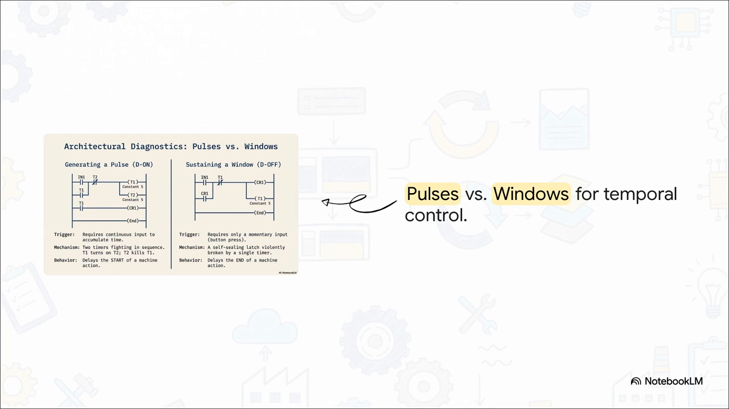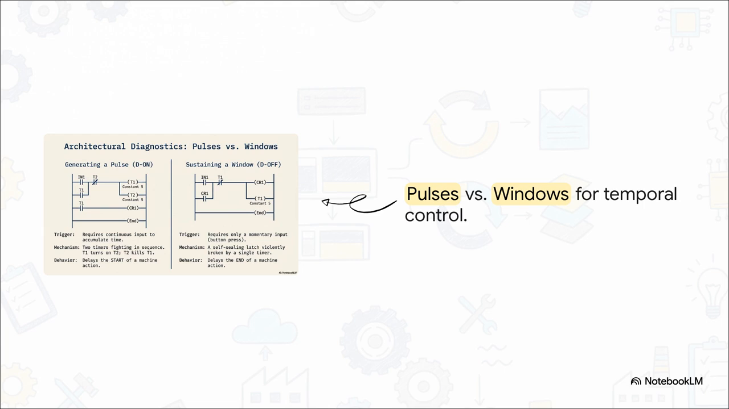The mechanism here actually relies on 2 timers fighting each other in sequence. When IN1 is held down, T1 starts accumulating. Then T1 turns on T2, and then T2's normally closed contact immediately kills T1. It's this cyclical fight that ultimately results in a delayed start. But on the right, we have a vastly cleaner architecture for delaying the end of an action, which is sustaining a window. This only requires a momentary input, just a single button press.